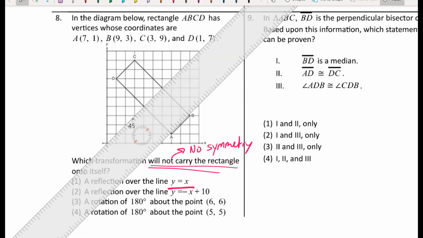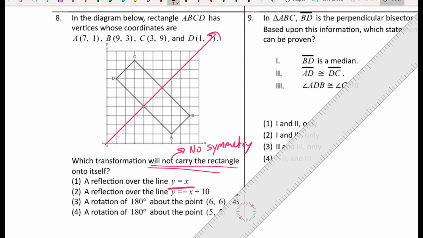So remember, the line y equals x goes straight through the origin, something like that. And if I fold the rectangle over that line, it looks pretty symmetrical to me. So I'm looking for something that's not symmetrical. If I fold my paper over that line, C would map onto B and D would map onto A. So I'm going to try something else.